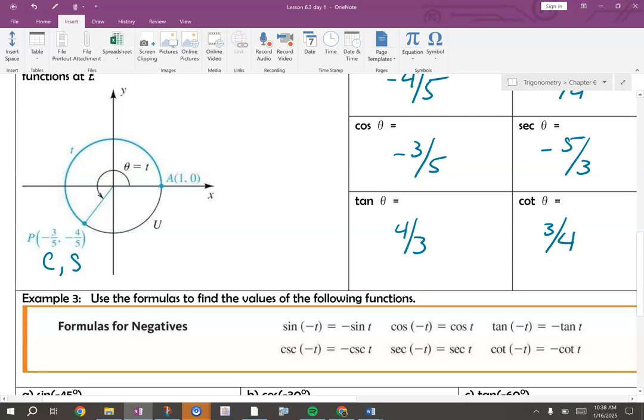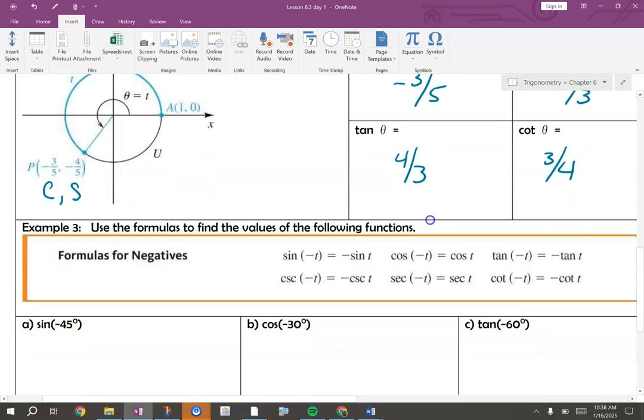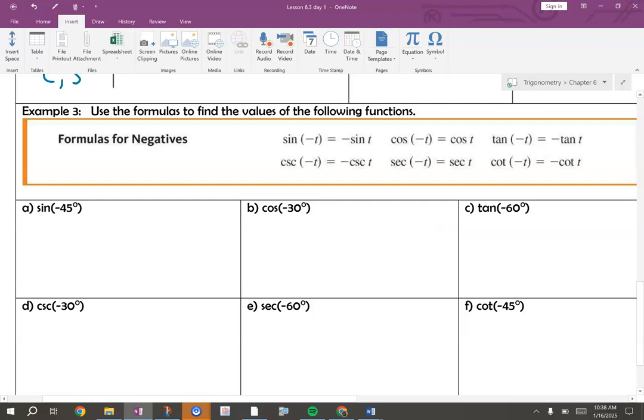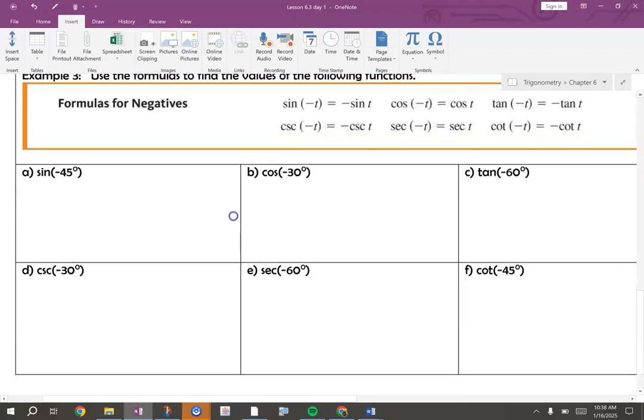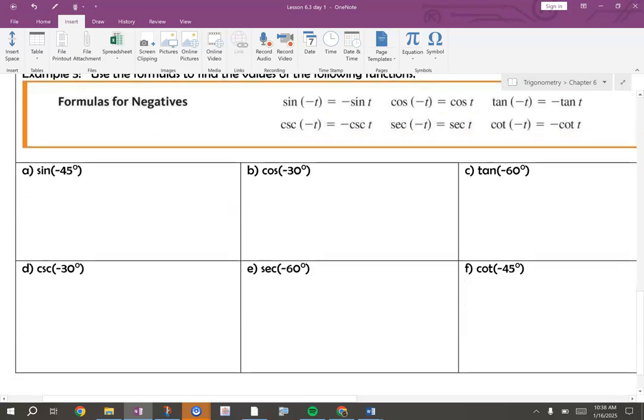The only other thing in this lesson, I told you this lesson was pretty easy compared to what you guys had been doing, is talking about negative radians or negative degrees. Okay, what I want you to look at is the box that is in orange there.